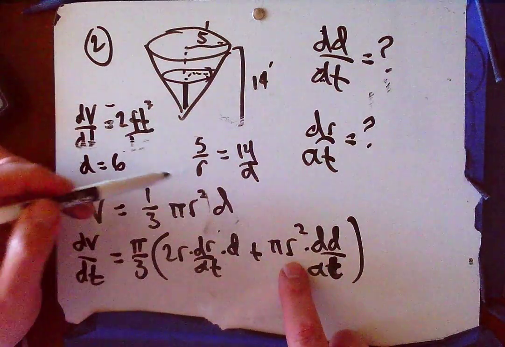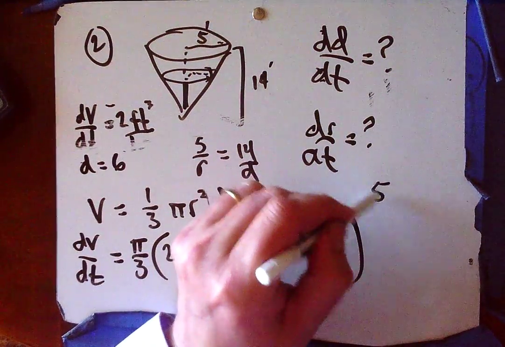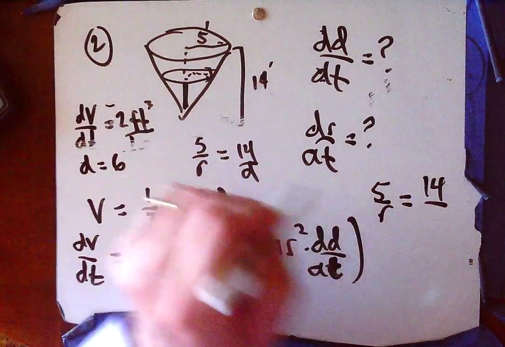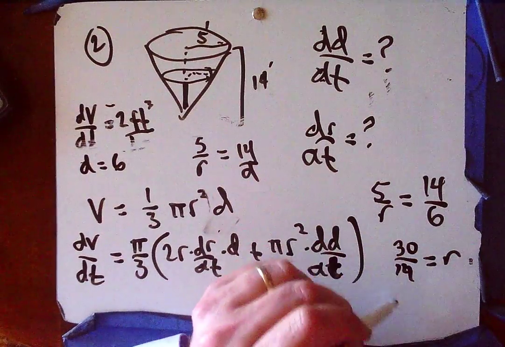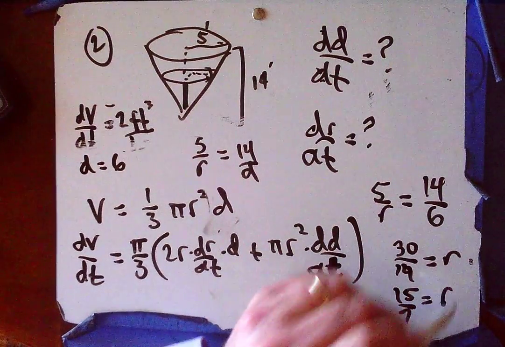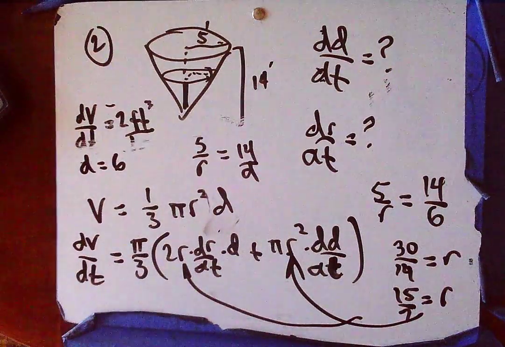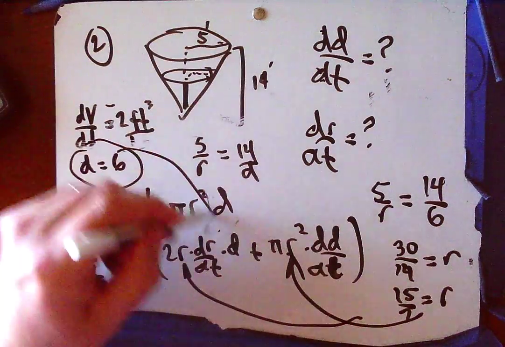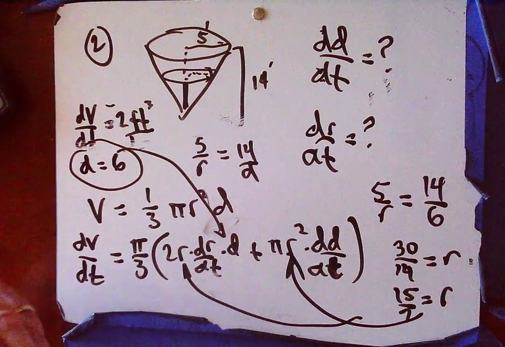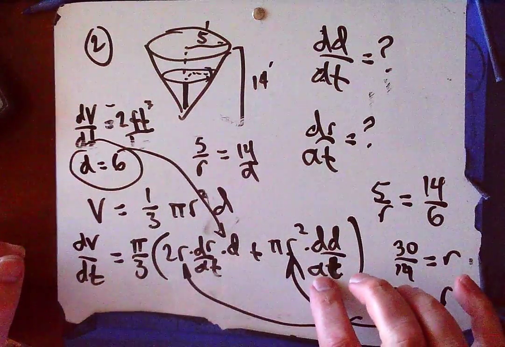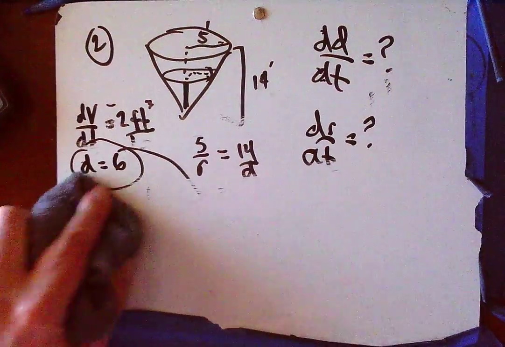But we have this. We can find radius by plugging in the 6 over here. So I'm going to have 5 over r equals 14 over 6, which is 30 over 14 equals r, or 15 over 7. And so now I can plug that in for these r's and get my dV/dt that way. We know that d is this, and we're just going to plug in our answer to the last problem, that 0.1386 number can go in here. So that's one way where you just say, I'm going to do it in terms of both variables.